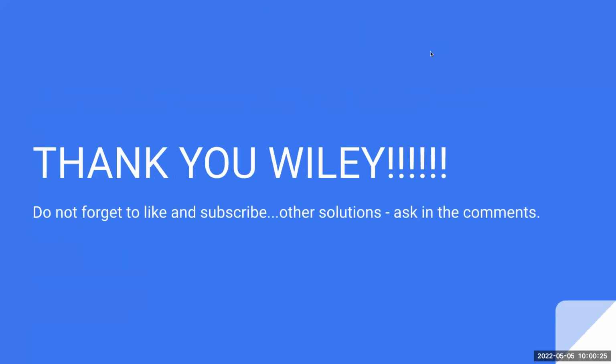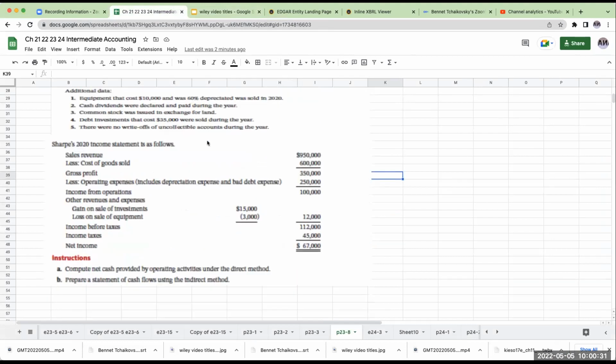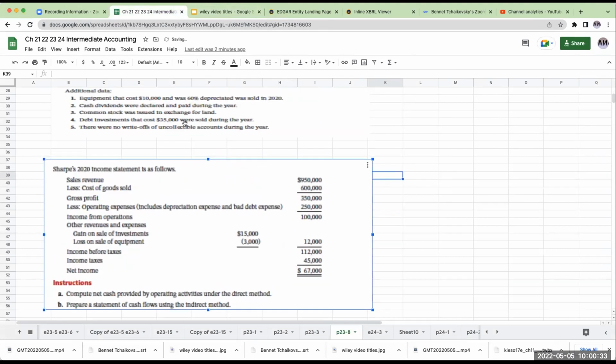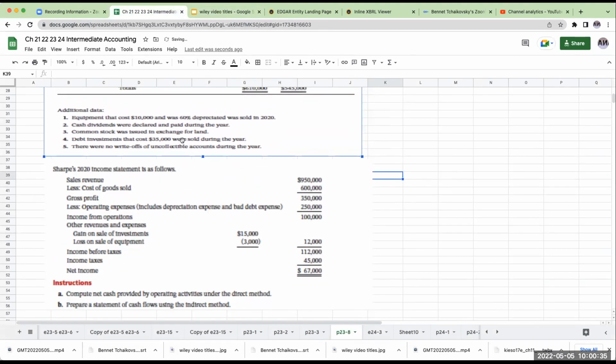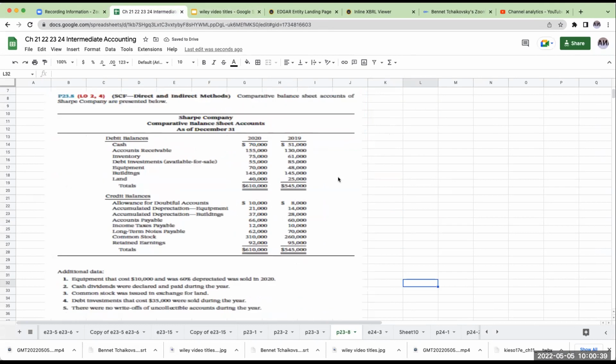All right, let's go ahead and take a look at our problem for today. This is asking us to compute a statement of cash flows under the direct and the indirect methods. I'm going to do the indirect method first, and this is a strategy I always like to deploy. Just give me a moment while we get this set up.